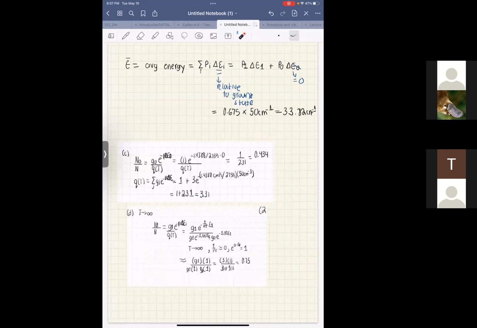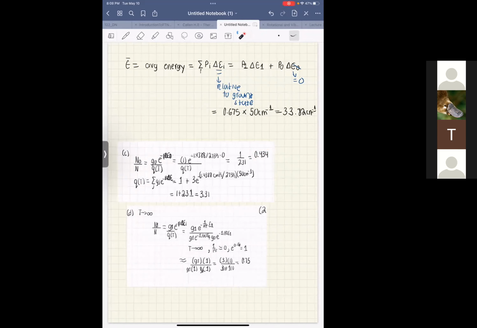So then this is going to be equal to this times the energy relative to the ground state, and we're going to get this answer for our average energy. And part C is pretty much doing the same thing, but you're doing it for the ground state. And since the ground state is times 0, you're going to find this is equal to this. And I want to go in depth with it for part D.